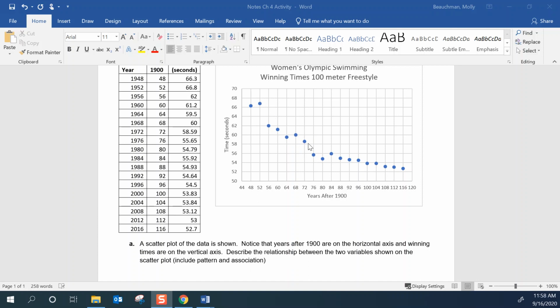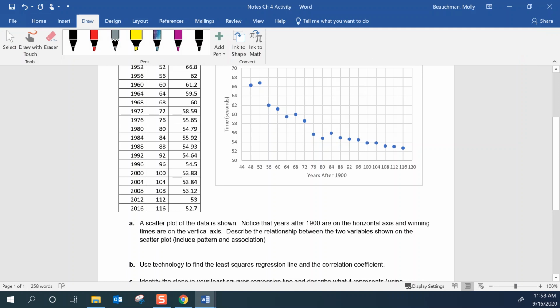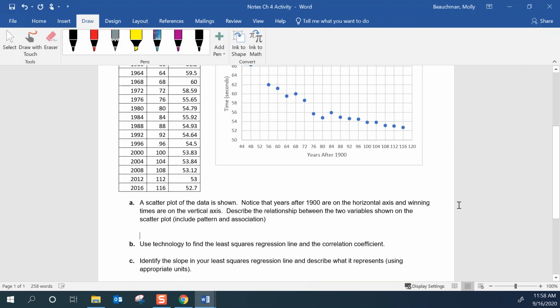It also looks like it might level off a little bit and maybe be a curve. We're doing linear regression, so I'm going to write that I think the pattern might be linear, and then we're going to describe the association. Okay, and when you do this on an assignment, use full sentences, okay? So I'm going to describe it as linear, so write more than I do. And then describe the pattern and association.